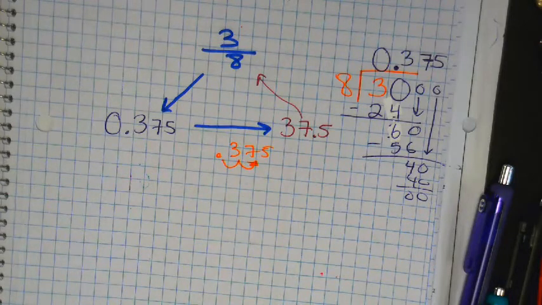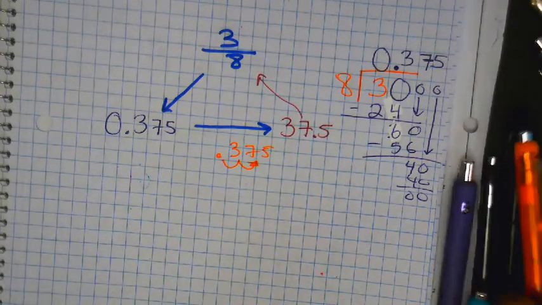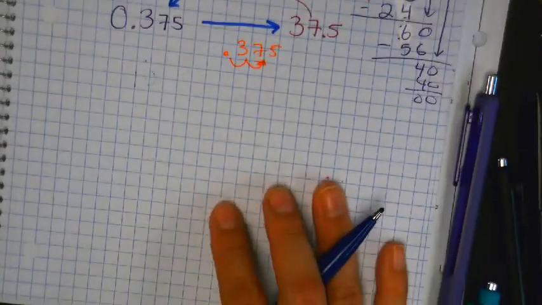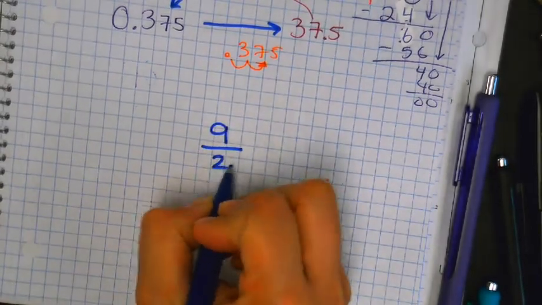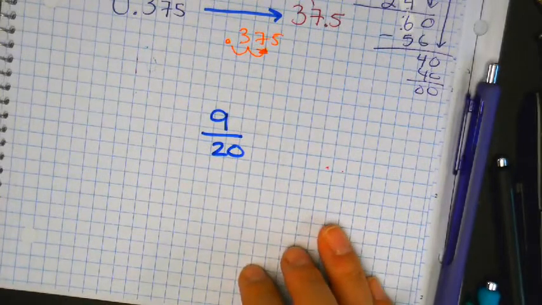All right, we okay? Let's see. Oh, this one. 9 over 20. Oh my God.